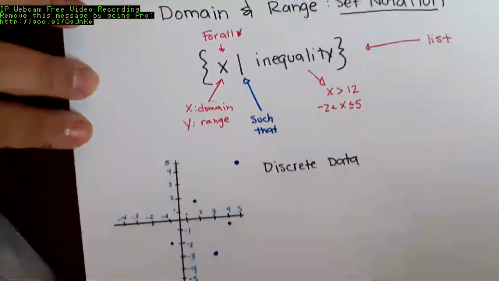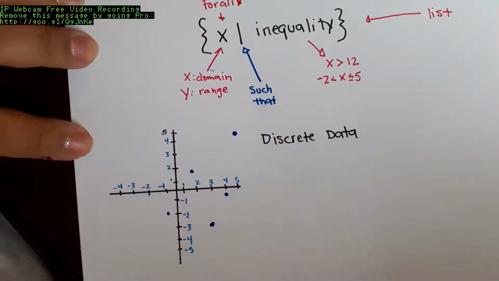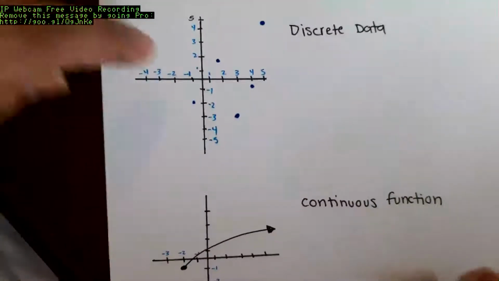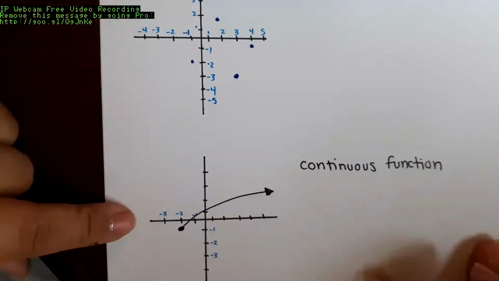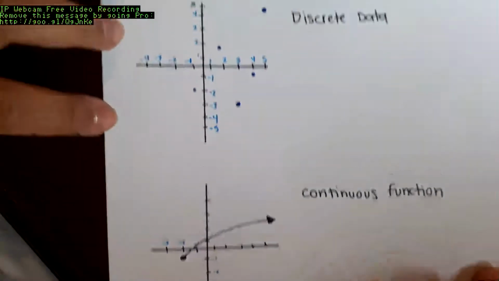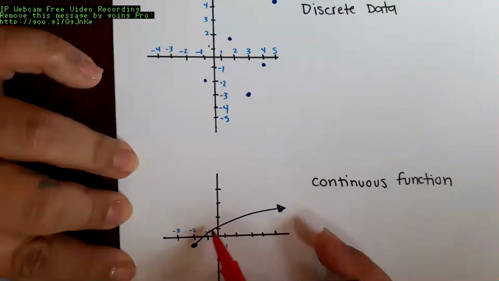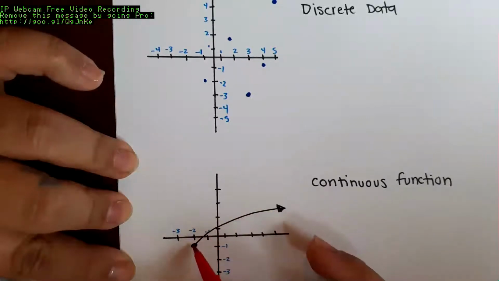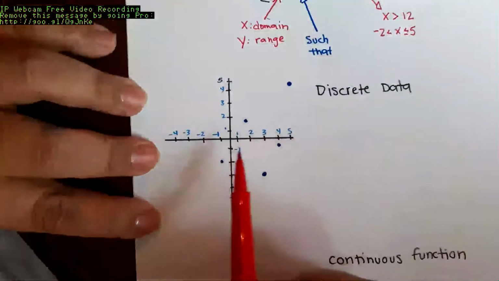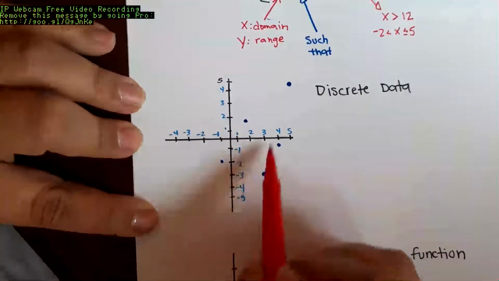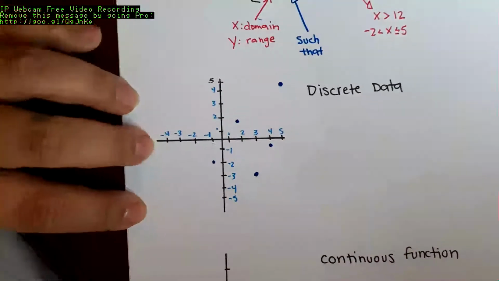Okay, so let's go ahead and try our set notation. We're going to have two examples. One is going to be discrete data, and this one is going to be a continuous function. The difference is that this is a nice flowy function. If I trace it with my pen, I do not pick up my pen at all. As opposed to these, I can't trace it because there are no lines, so it jumps around. So this is our discrete data.